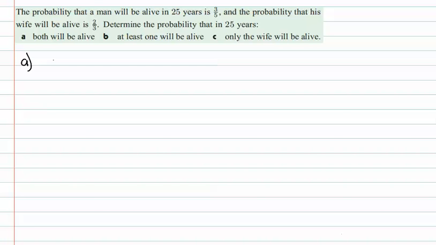Okay, so to start it off, we're going to write down the probability of the man being alive in 25 years, which is 3 on 5. And the probability that his wife or the woman will be alive in 25 years, which is 2/3.